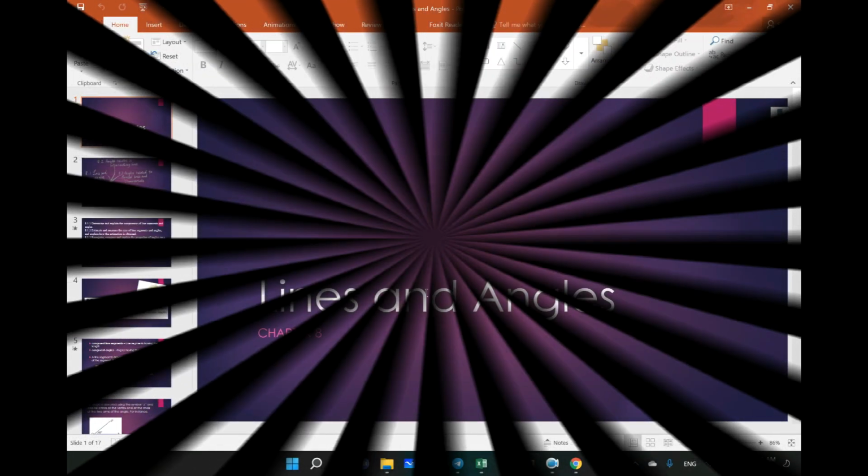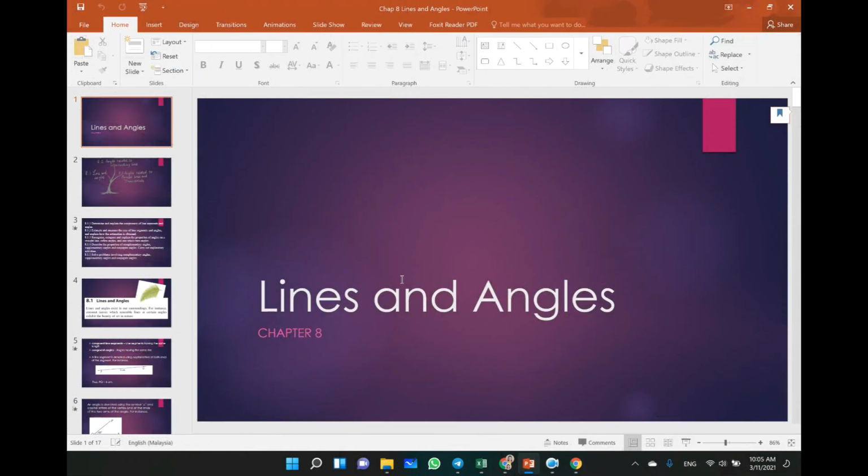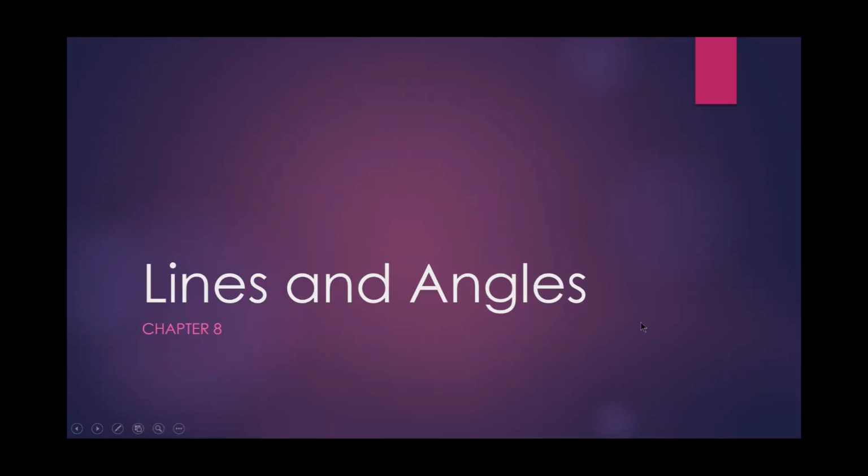So this is the new chapter that you are going to enter, chapter 8, which is about lines and angles. When it comes to lines and angles, do you have anything in your minds regarding lines? Where can you see the lines? Anywhere that you can see the lines? In your house? In nature? Any idea? There are lots of lines.